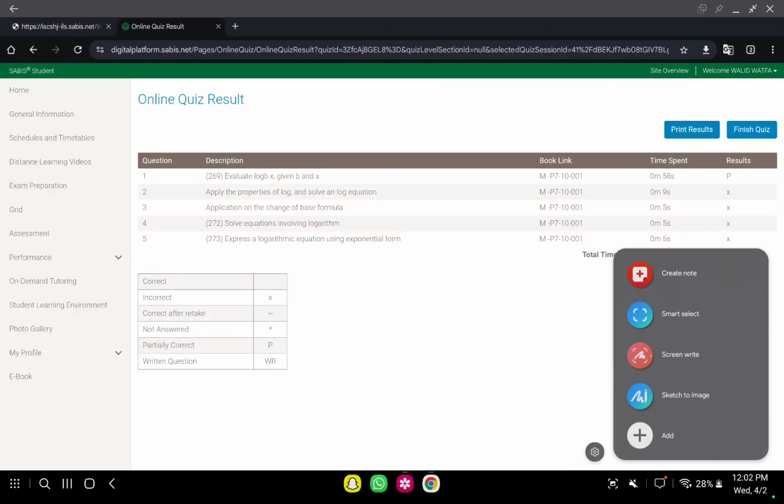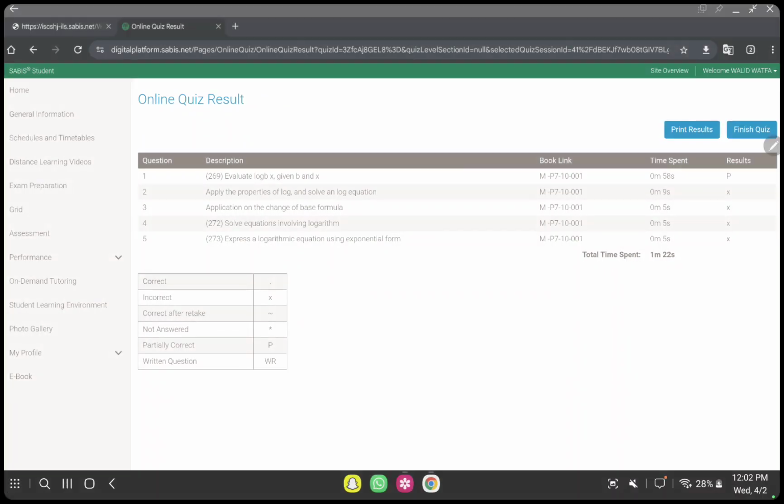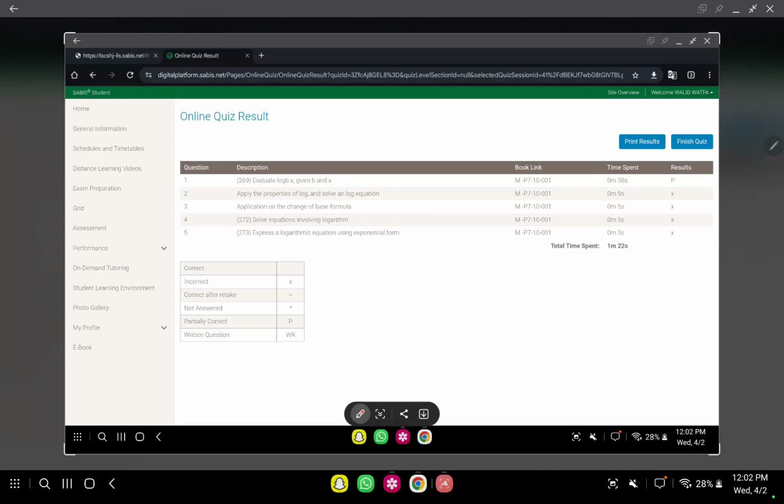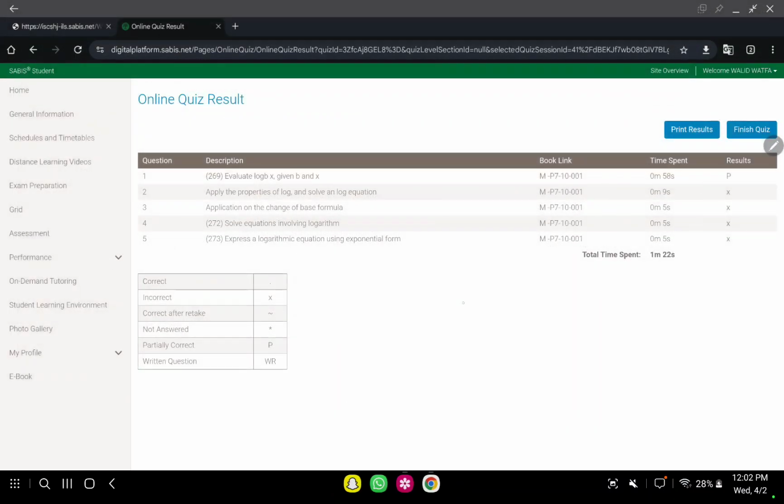Okay, this is Math 10.1. It's all about log. It's the simple one. It's so easy. I'm gonna fly through it.